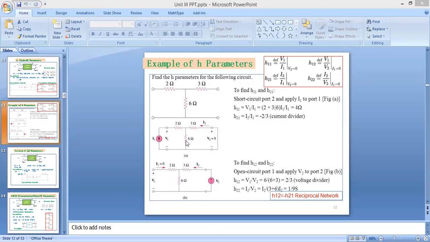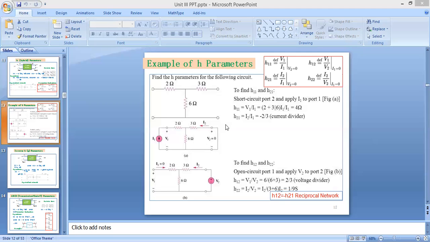The parallel resistance, that will be 6 upon total resistance, 6 plus 3, 6 upon 9, that we can write as 2 by 3. 2 by 3 into I1 upon I1. I1 will get cancelled and you will get 2 by 3. But that value will be negative because you can see when we are using the current divider rule, at that time I2 is going to this side and I1 is coming to this side. These have different directions.